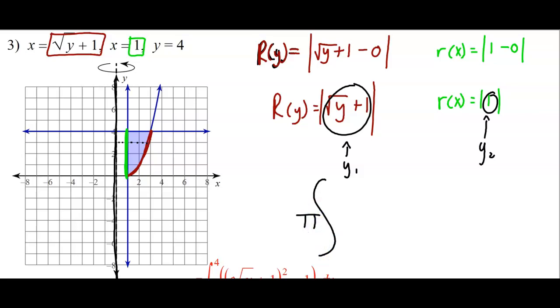Now, we want to know, what are we integrating to and from? Well, we're going from bottom to top. So that would be from 0 to 4. And it's going to be the absolute value of the y1 function squared minus the absolute value of the y2 function squared. And on our calculator, we're going to type dx, although really it's a dy.